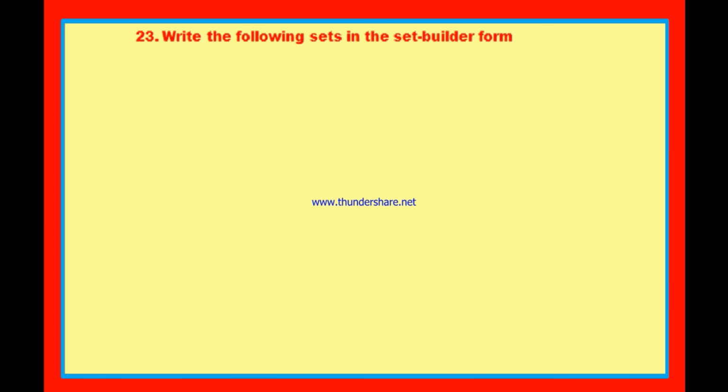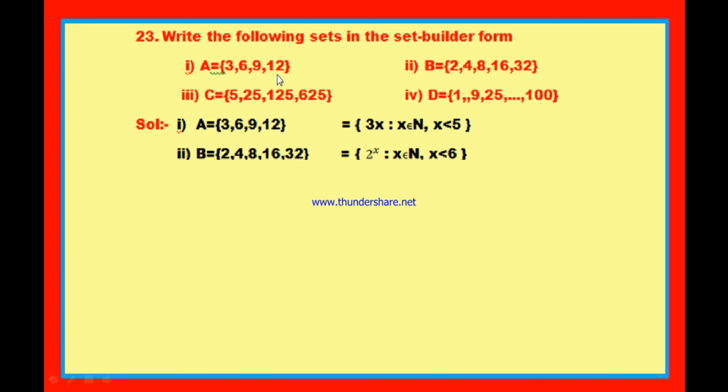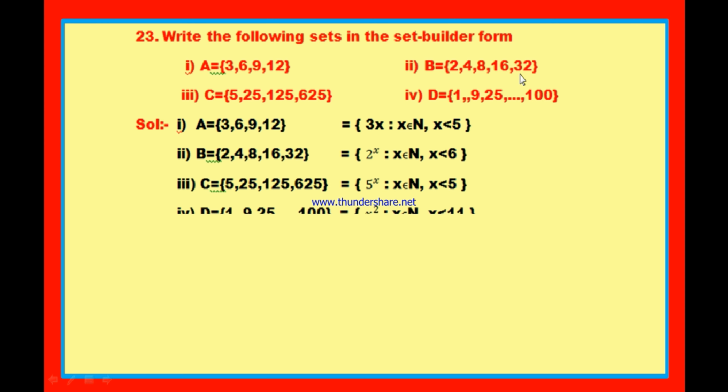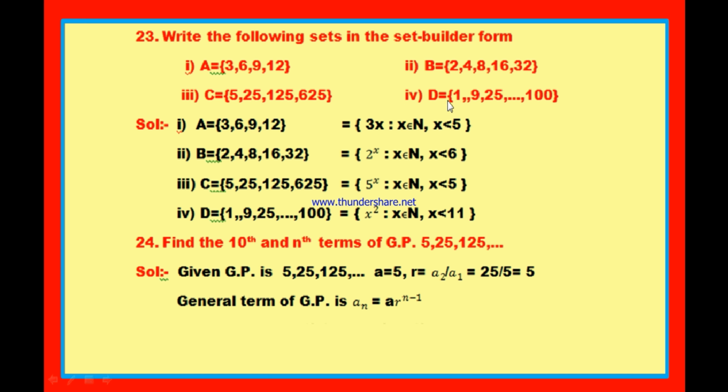Next, question number 23. Write the following sets in set builder form. The first bit A is equal to set 3, 6, 9, 12 and second bit B is equal to set 2, 4, 8, 16, 32. Third bit C is equal to set 5, 25, 125 and 625 and fourth bit D is equal to set 1, 4 is missing here, 1, 4, 9, 25 and so on 100.